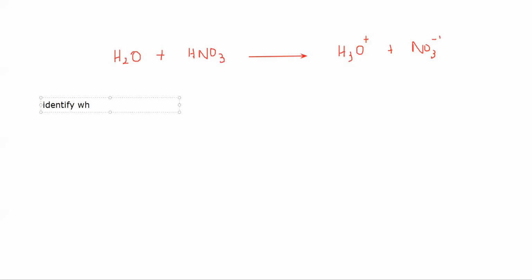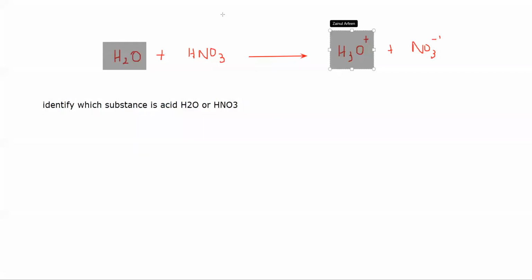And the question is, identify which substance is acid, like H2O or HNO3. So how will you identify? What you have to do is check which substance is giving or donating a proton. If it donates a proton, the number of protons or hydrogens will decrease. So when you check water, H2O, first it is H2O and then it becomes H3O.